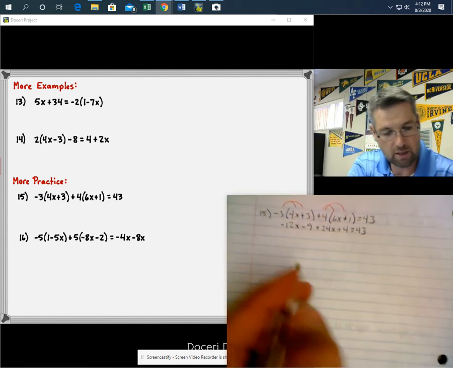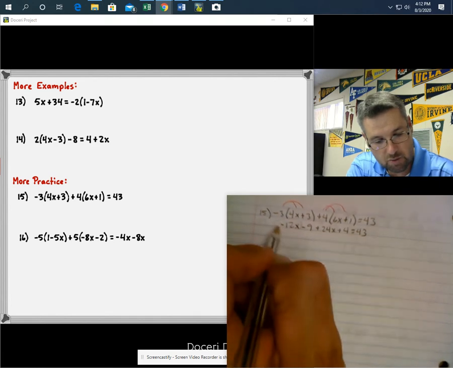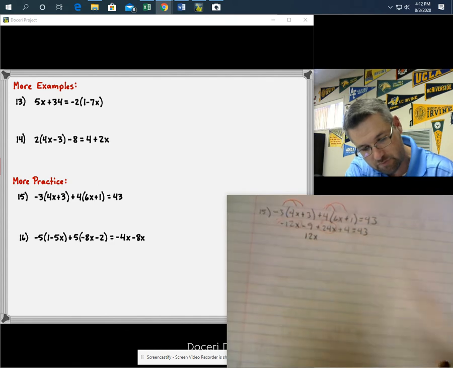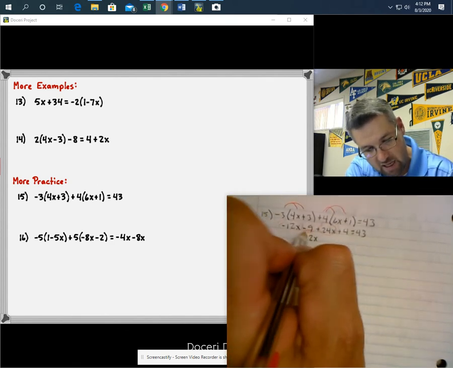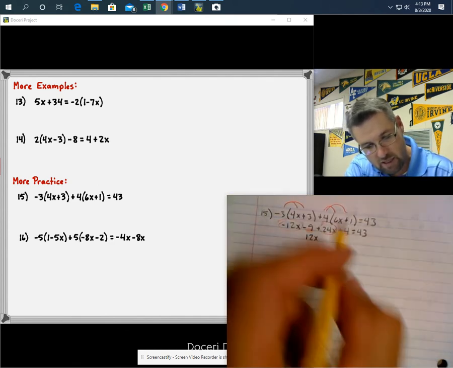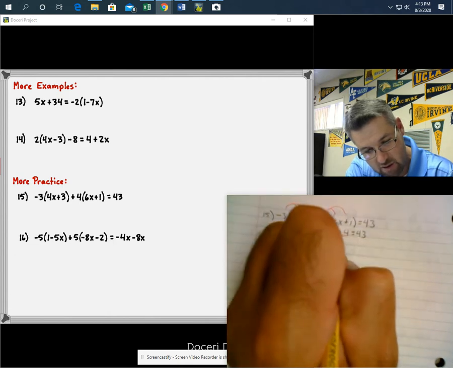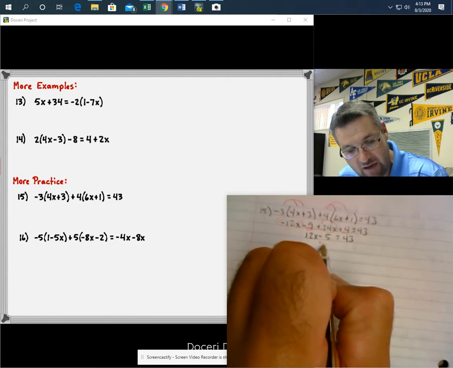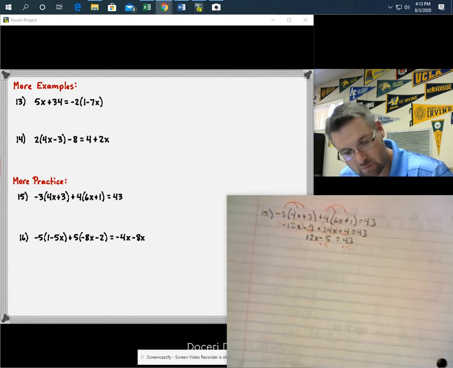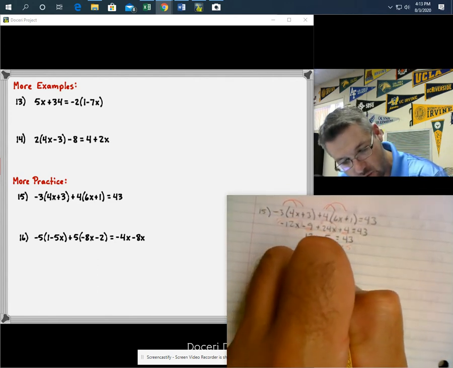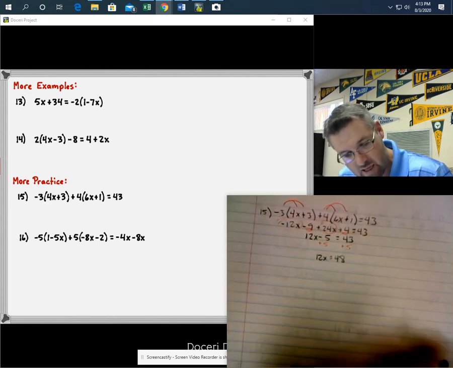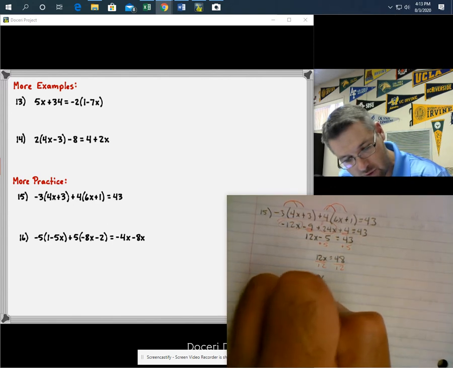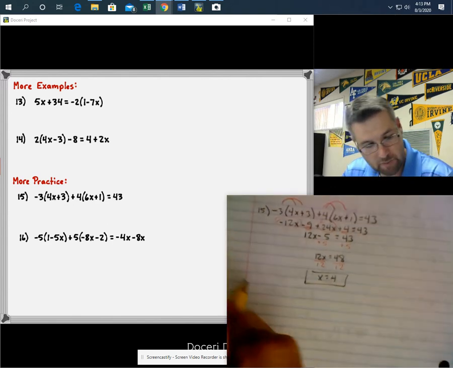Sorry, my hand's getting in the way there. The next thing we're going to do is combine like terms. So we got a negative 12x and a 24x, so that will be 12x. And then the negative 9 and the 4 turn into negative 5, and that's equal to 43. Now to get rid of the negative 5, we're going to add 5 to both sides, and we end up with 12x equals 48. Then we will divide by 12 and get x equals 4 for our answer there.